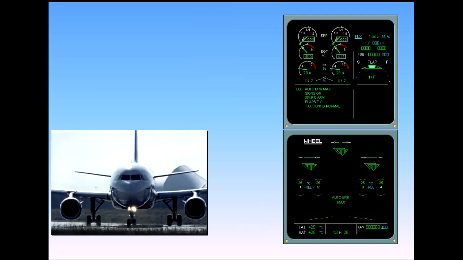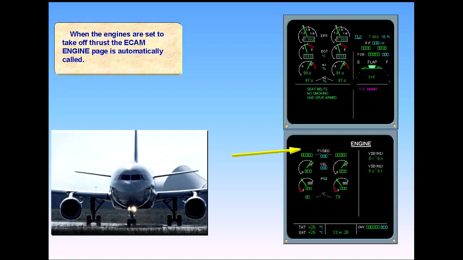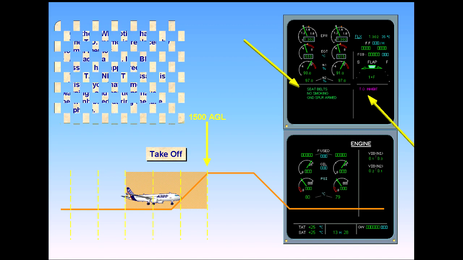We are now at the threshold about to take off. When the engines are set to takeoff thrust, the ECAM engine page is automatically called. On the engine warning display, notice that the takeoff memo is replaced by normal memos. A magenta takeoff inhibit message has appeared. The takeoff inhibit message is advising you that some warnings and cautions have been inhibited during the takeoff phase.